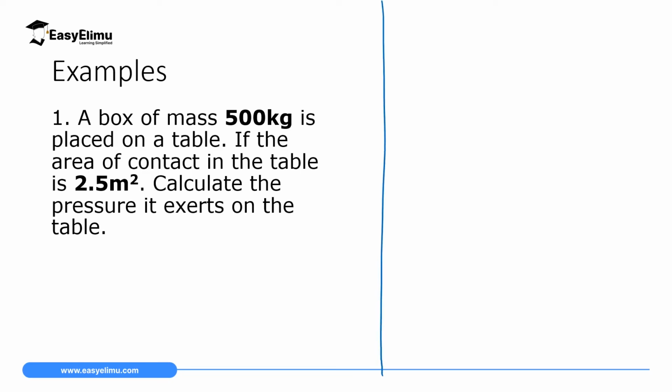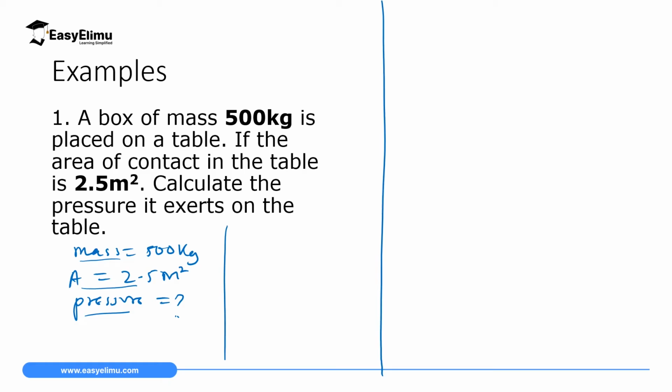And the first question is a box of mass 500 kg. So we have mass is equals to 500 kg is placed on a table. If the area of contact in the table is area is equals to 2.5 square meter, then calculate the pressure it exerts on the table. So we are looking for pressure, we have area, and then do we have weight?